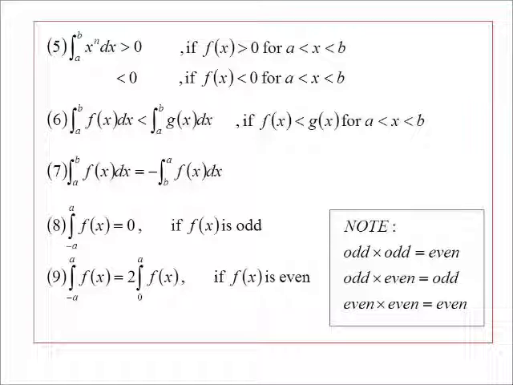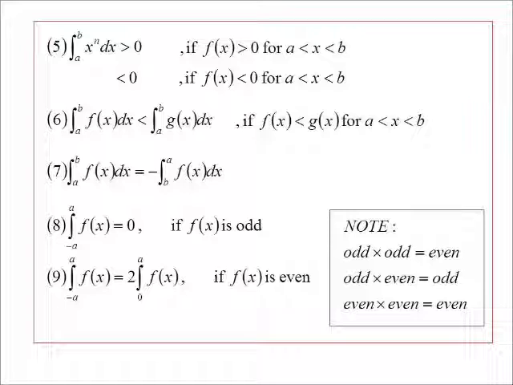If you've got functions multiplied together, odd function times an odd function will give you an even function, odd times even will give you odd, and even times even will give you even. So basically, if it's the same type of function, when you multiply them together, you'll get an even function. If they're different types, you'll get an odd.